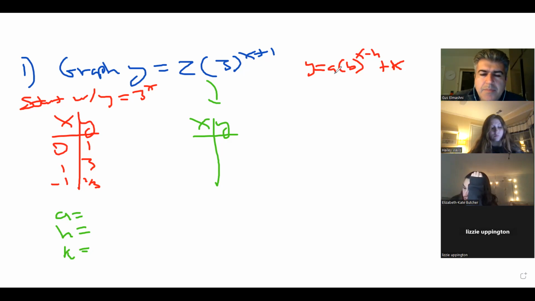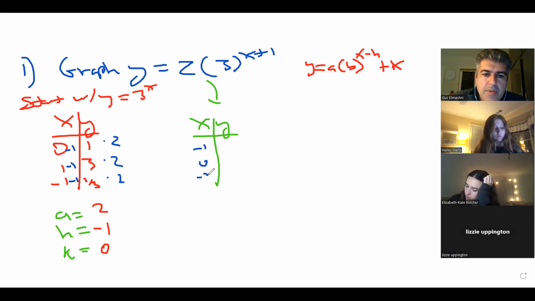So what's A here? What's A in the original equation? 2. What's H? -1. And is there a K value? No. Okay. So remember, A impacts Y, so you multiply these by 2. And H impacts X, so you're going to subtract these by 1. So you should get -1, 0, and -2. You get 2, 6, and 2/3.